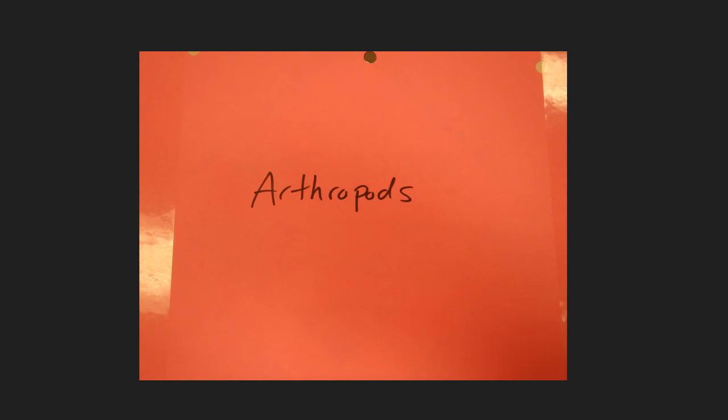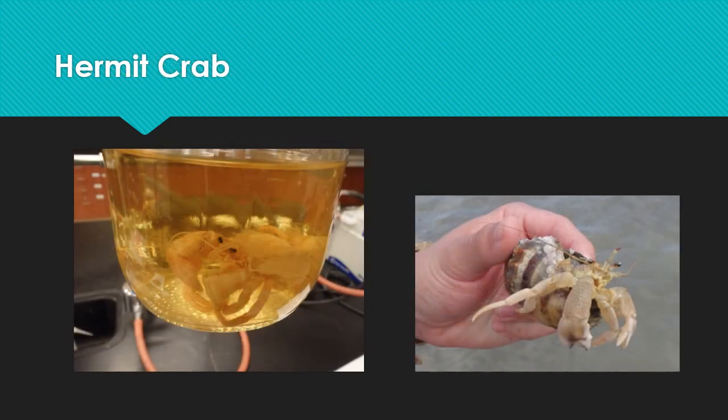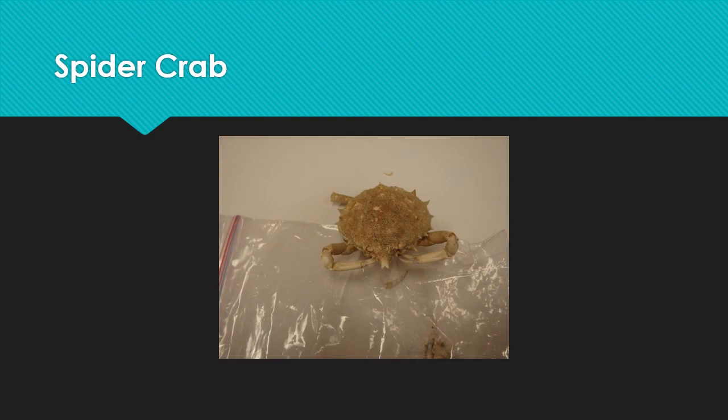Our arthropods, the most common phyla because of insects, they're also very common in the ocean. Common to our area are the horseshoe crabs, which are a unique type of arthropod, more related to a spider. They are not your typical crustacean. They have the blue copper-based blood. The hermit crab, which moves from shell to shell as it grows. The spider crab, which decorates its back with little shells and grass to use as camouflage.